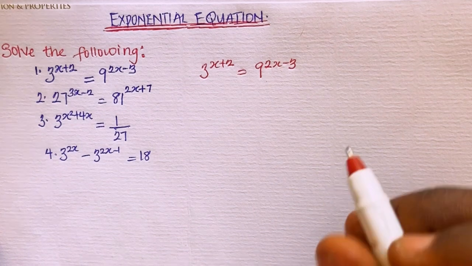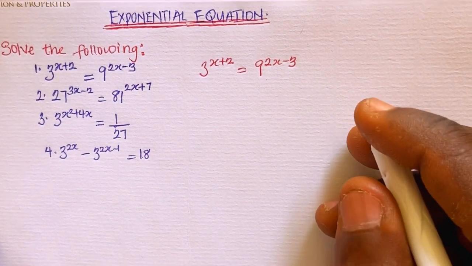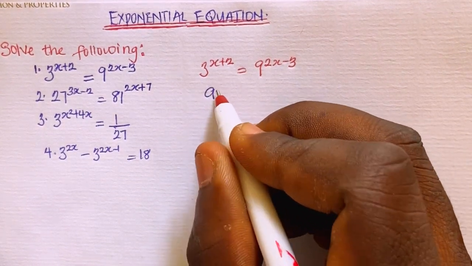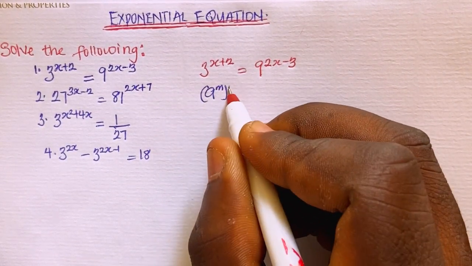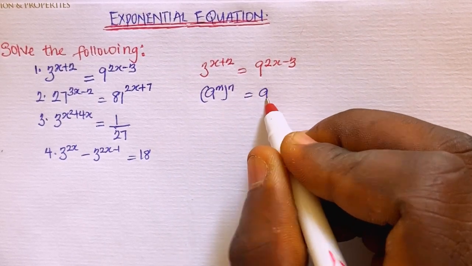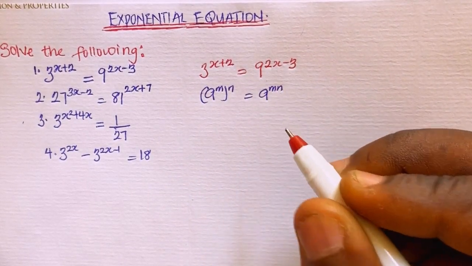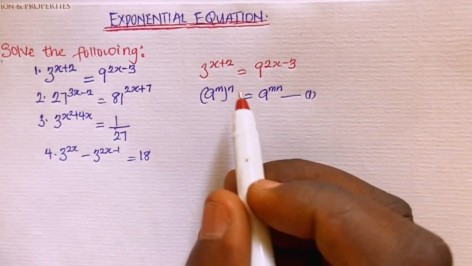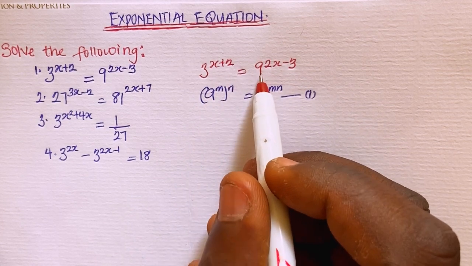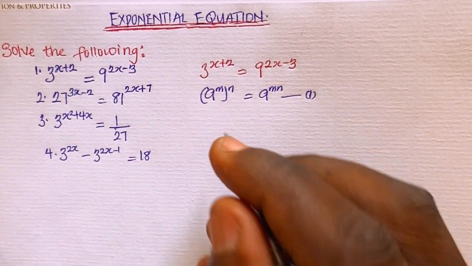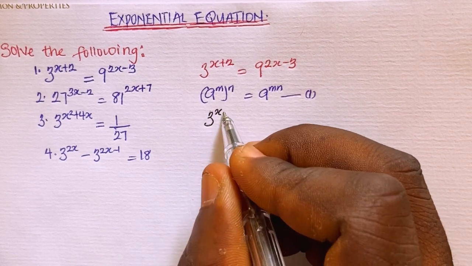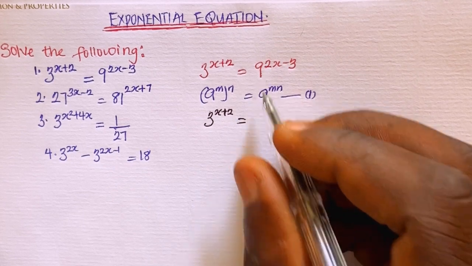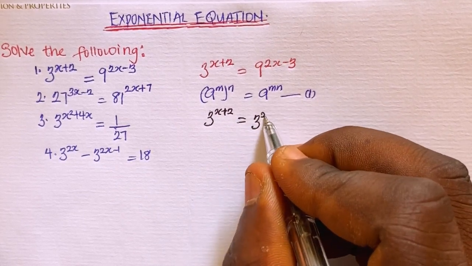So now we can recall some indices law. That is, whenever we have a raised to the power m, into brackets n, it is the same thing as writing a raised to the power mn. Since this law is valid, I'm going to apply it on this side, so that I'm going to have 3 raised to the power of x plus 2, equal, here we have 3 raised to the power of 2, which is 9.